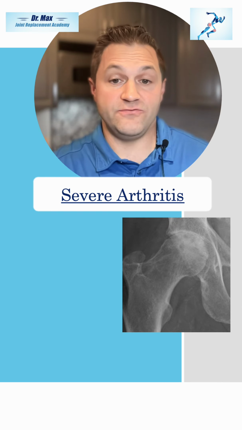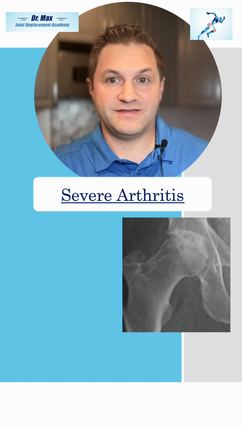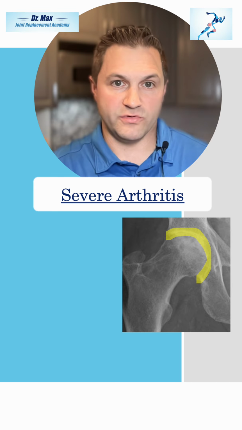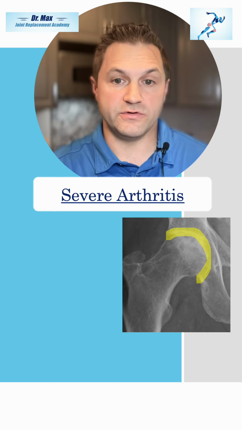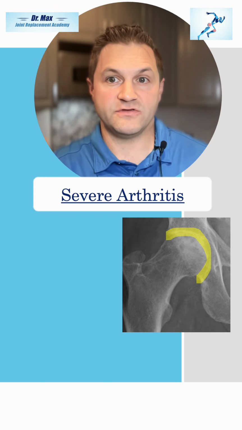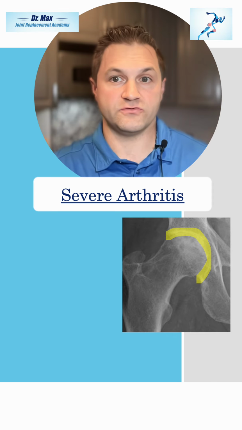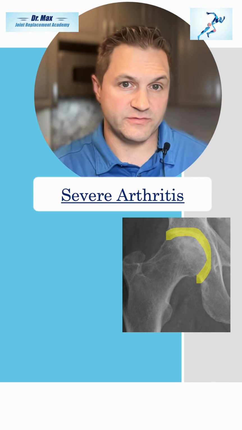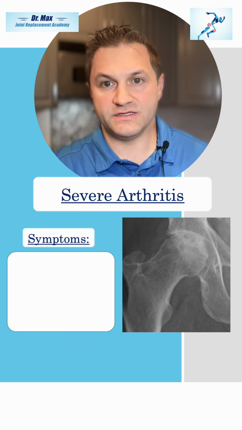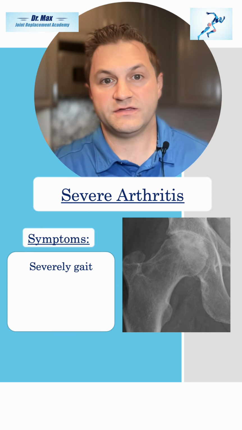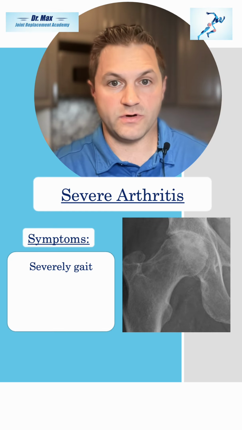And this is what severe hip arthritis looks like. Distinctly, the bones are touching at this point, and this is what we refer to as bone-on-bone arthritis. And this is a hallmark that indicates this patient really should start thinking about surgical treatment, such as a hip replacement. A patient with an x-ray like this likely is experiencing a significantly affected gait while walking.